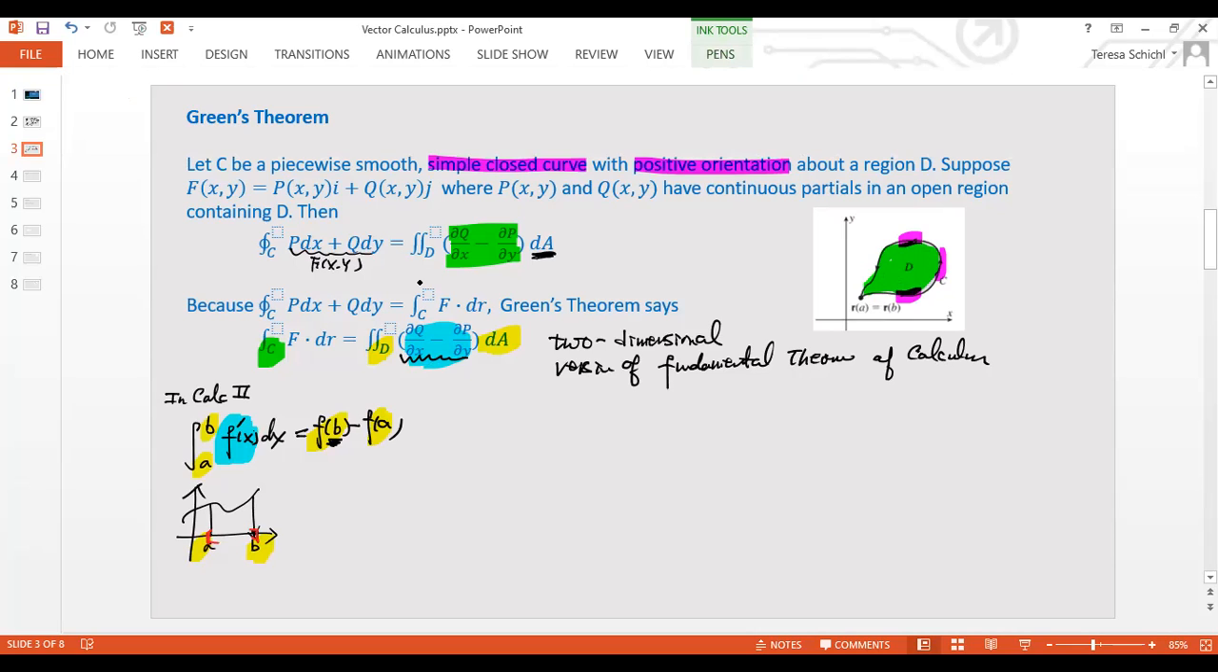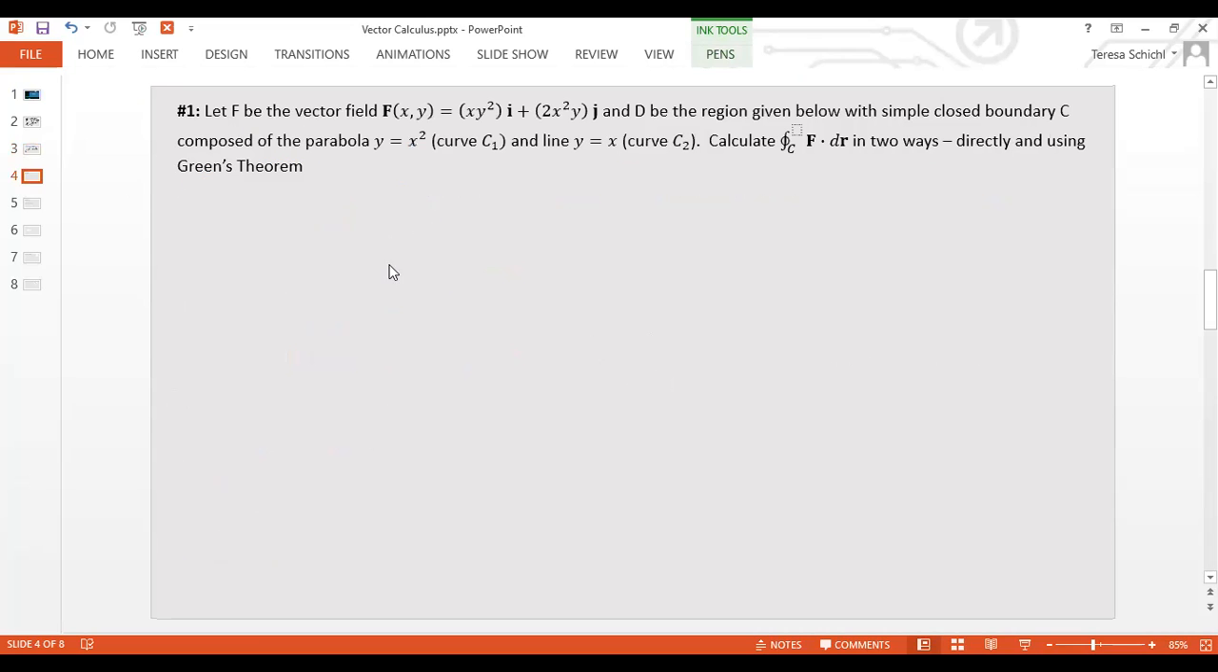All right. Okay, now let's take a look at some practice problems about Green's theorem. Okay, so we said that the vector field F is equal to xy squared i plus x squared y j, and D is the region given with the simple closed boundary C composed of y equals x squared, which we call C1, and the line y equals x, which we call C2.